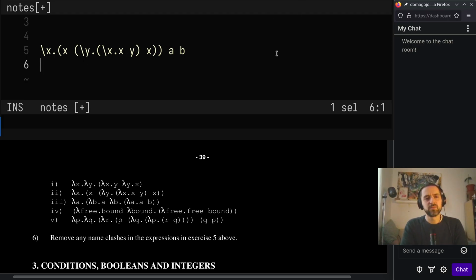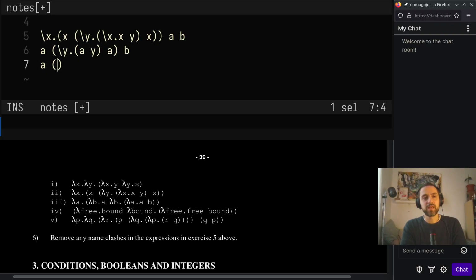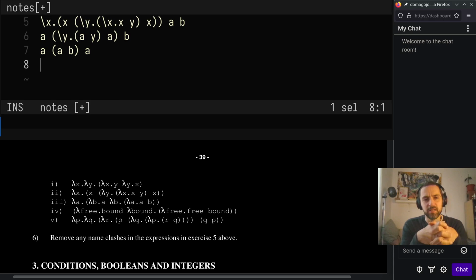Let's try. So lambda x, we remove it. So that's a, and then lambda y dot, lambda x dot x is a, y, a, again we have the x, which will be a. Now let's substitute the b: a, lambda y, we remove the head, we have a and b, and then a. And now we are done. A, B, A. Actually, it's like this. A, B, A. And that's it. This is more simplified. But that was not the question.